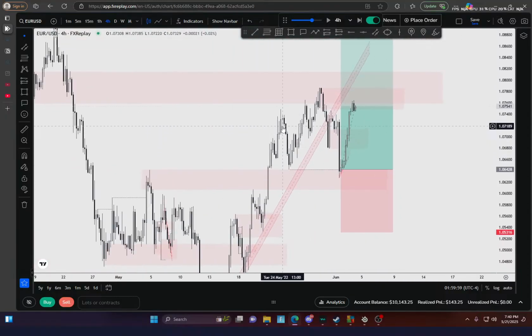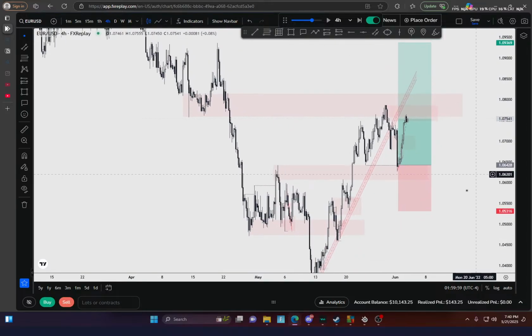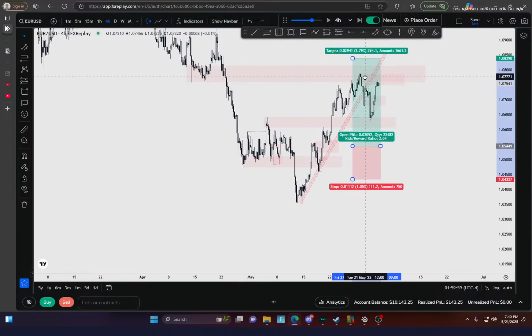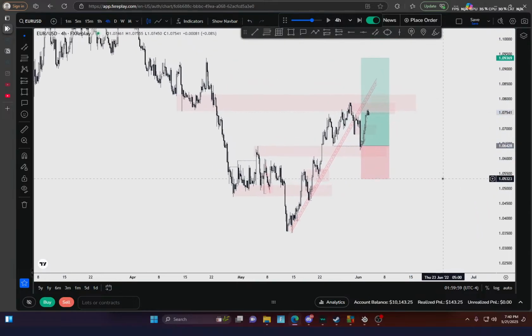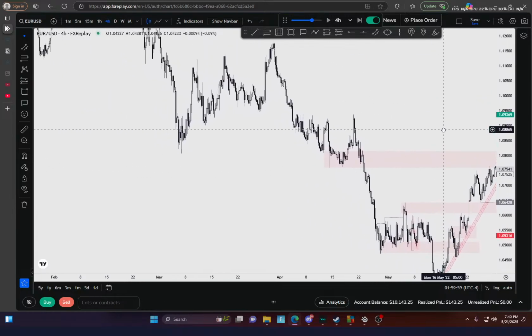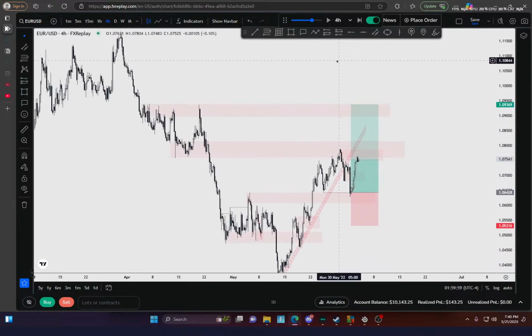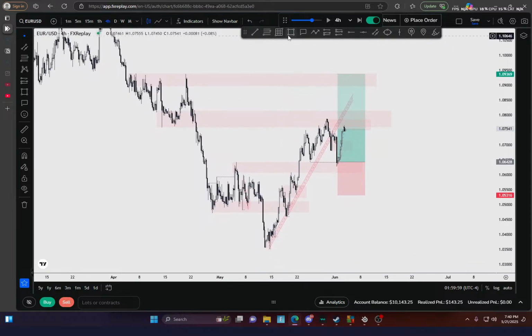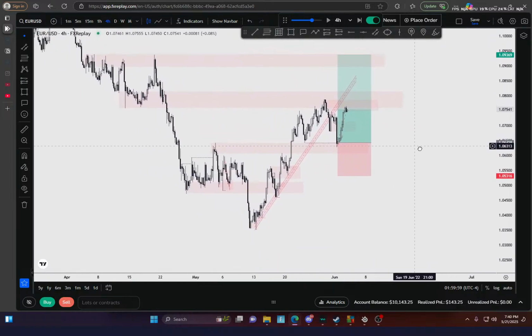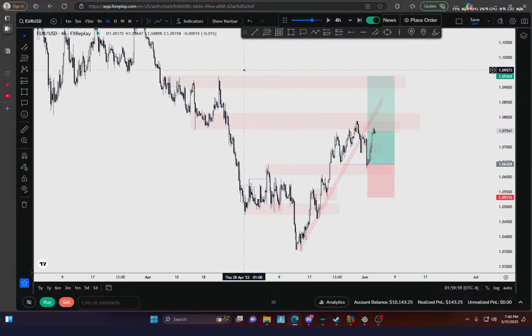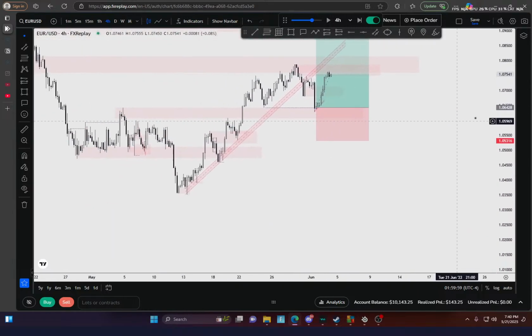Now, what is the market planning on doing? Well, what's the overall draw on liquidity? Overall draw on liquidity is to take out who? Who are we trying to take out? So who's the draw? You know what I'm saying, who's the draw on liquidity? That's what it all comes down to.